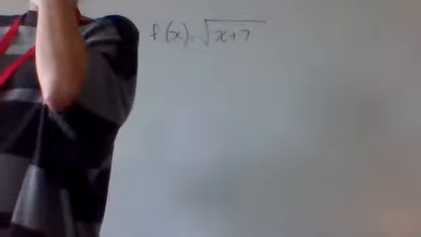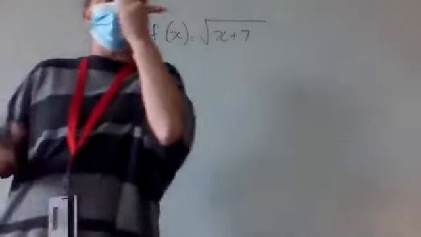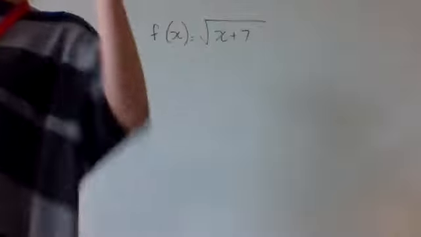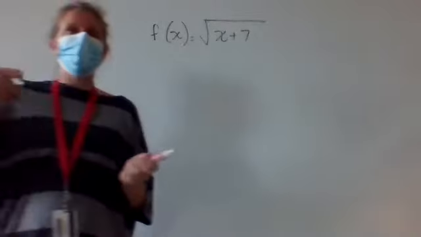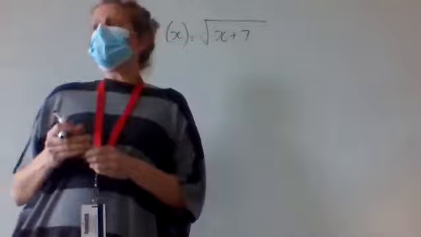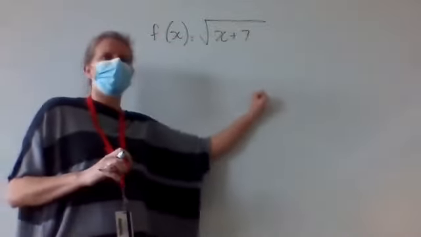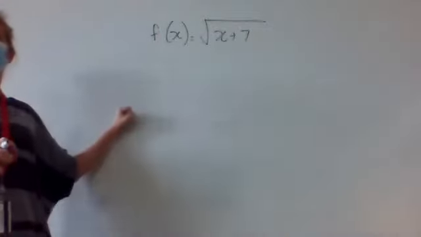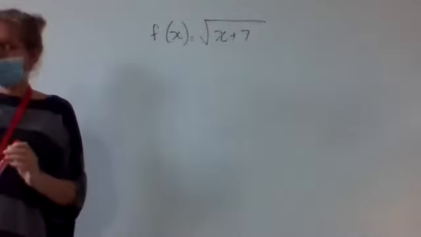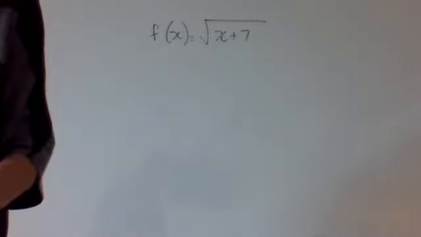All right, that +7 is an inside number, right? That's what an inside number looks like. It's inside your parentheses or inside your square root. It shifts you horizontally, left and right, but you go opposite the sign, right? Which means this +7 is going to shift my square root graph to the left 7. Okay, and you'll see that if you put it in your y equals and graph it.